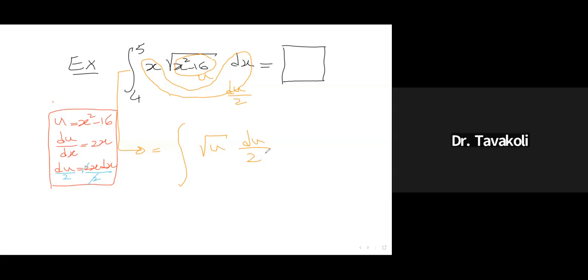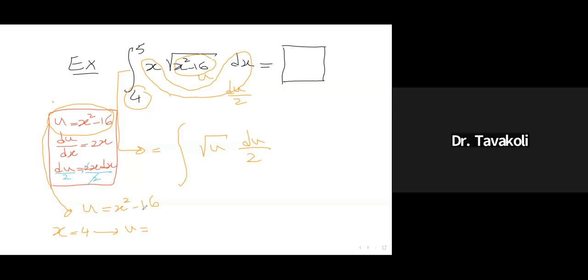This is a definite integral. After integration, we don't need to go back to the original variable. But be careful here. I need to change the limits of the integral according to the substitution. The substitution is u is x squared minus 16. So when I have the lower limit of the integral, when x is 4, u is what?